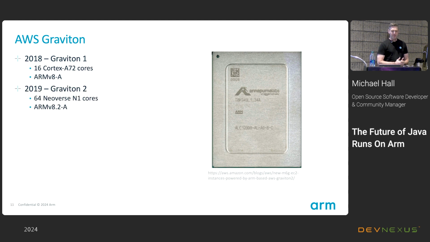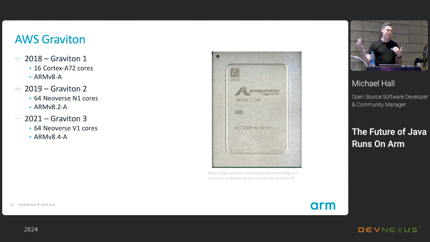Then they came out in 2019 with Graviton2 that had 64 Neoverse N1 cores, so the first ones using Neoverse architectures, and they got a nice version bump in the ISA that they support there. This added some vector extensions that improved performance for a lot of mathematically intensive operations. In 2021, they added Graviton3, which again has 64 cores, but these are using Neoverse V1.